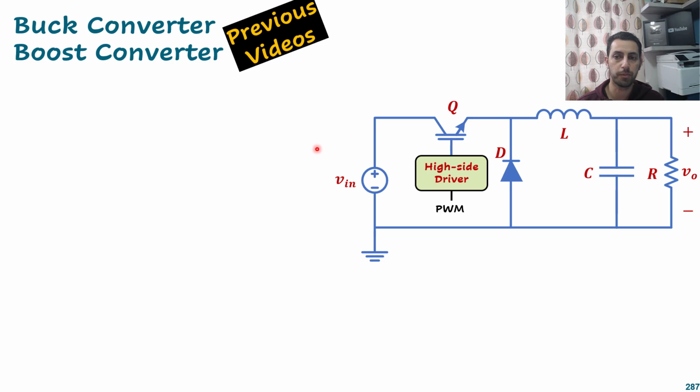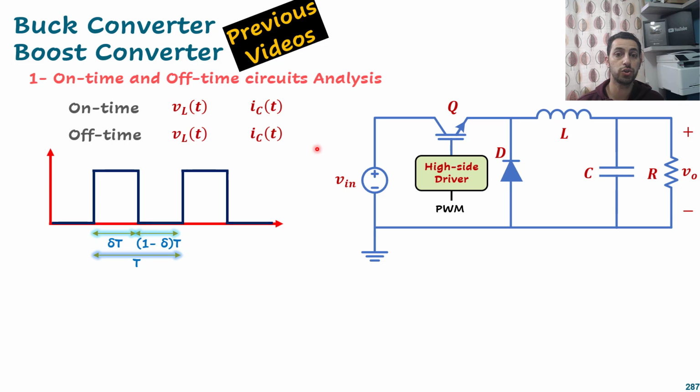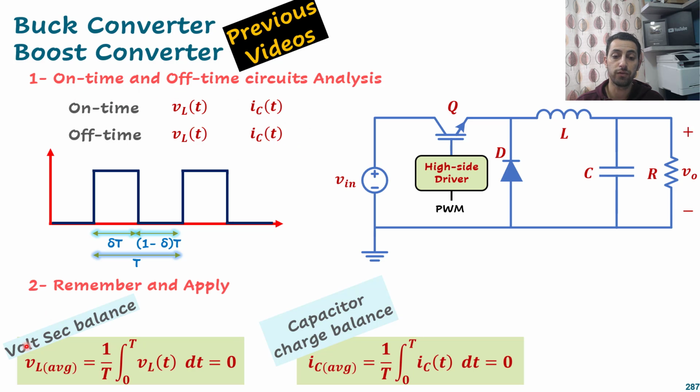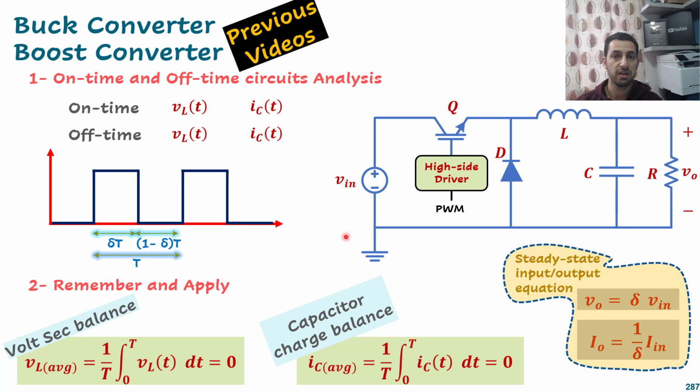So we got the topology and we mentioned two rules to get the relation between the input and the output. The first rule is to analyze our circuit in the on time and off time, and then use the voltage-second balance rule and the capacitor charge balance rule to combine these two circuits and get the final steady state values. The steady state values explain how the current and voltage will be at steady state. But for the transients, we need to model them, which is not part of this module.